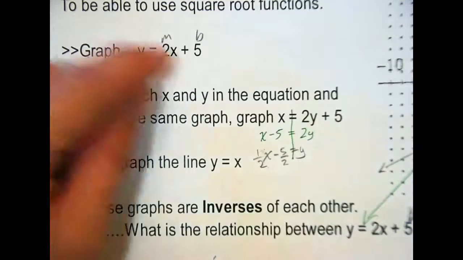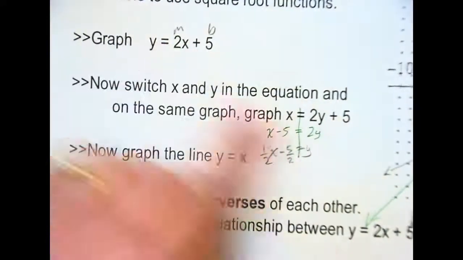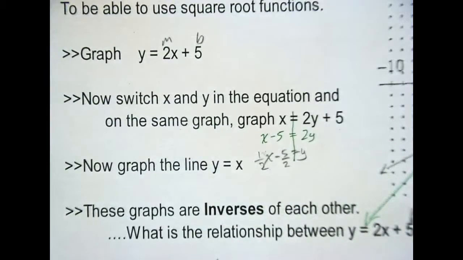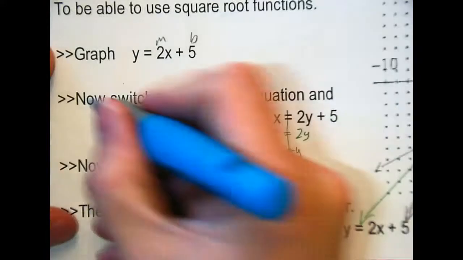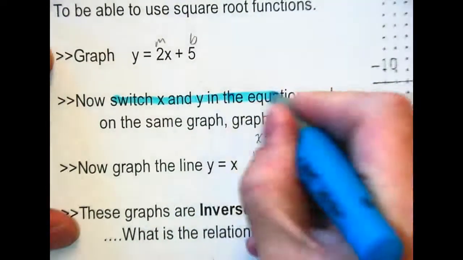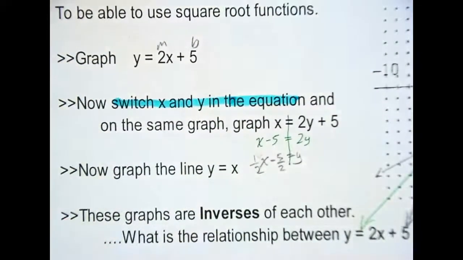To get from this equation to that equation, what did I do, Quay? You switched x and y. I switched x and y. In fact, I switched x and y in the equation. That's it. That's all you do. To find its inverse, you switch x and y.